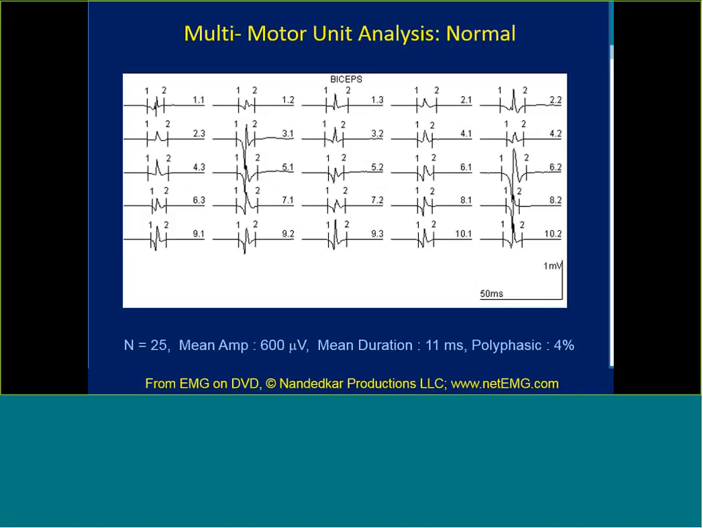In quantitative analysis, we often like to make summary plots such as this. Here are recordings from a normal muscle. You can see simple potentials. And at the bottom, you can see the statistics: mean amplitude, mean duration, and percent polyphasic. This is the data that we like to report.